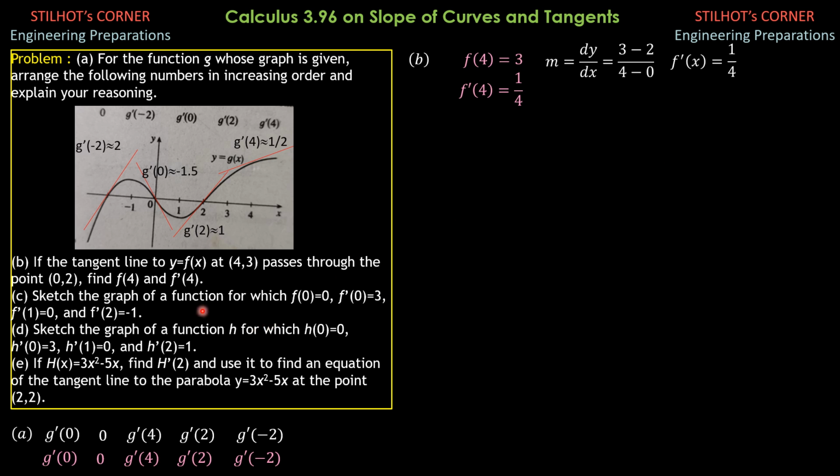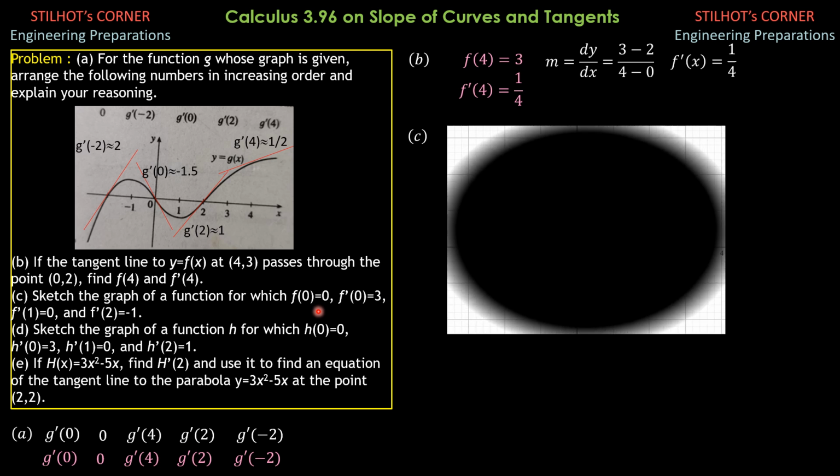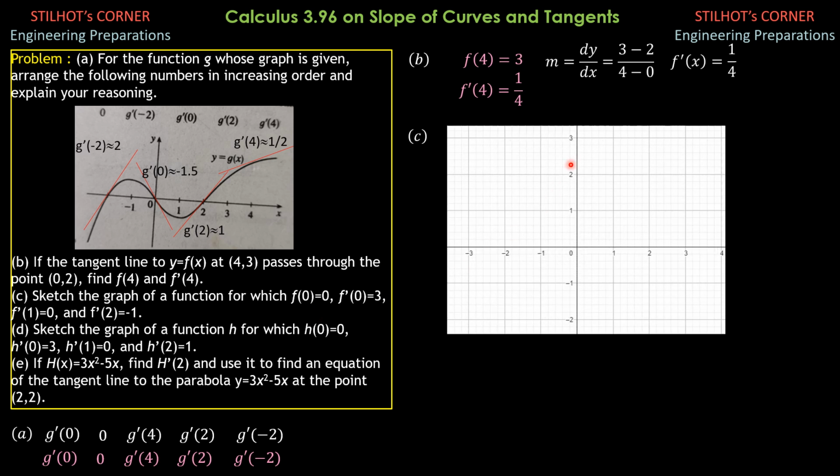Part C is sketch the graph of a function for which f of 0 is 0. So let's have the coordinate plane. This vertical axis is the y-axis, positive upward, and the x-axis is horizontal. So we have 0, 0 as a point. And at this point, let's draw the tangent represented by the black line, whose slope is f prime of 0.